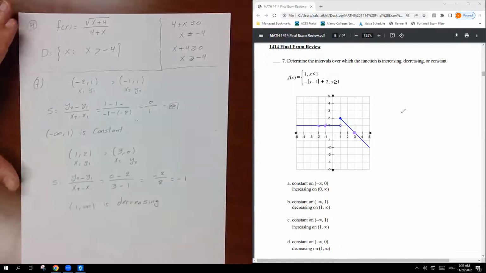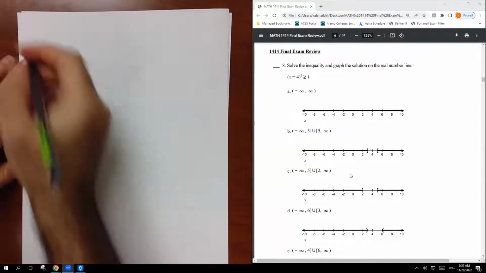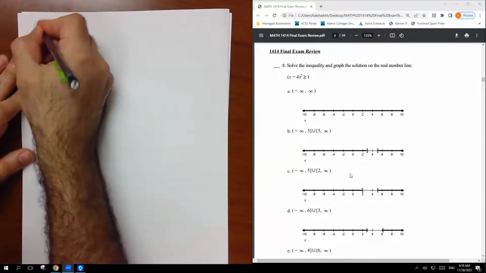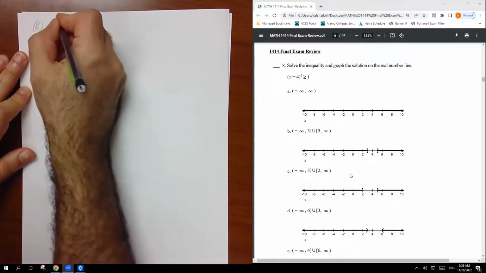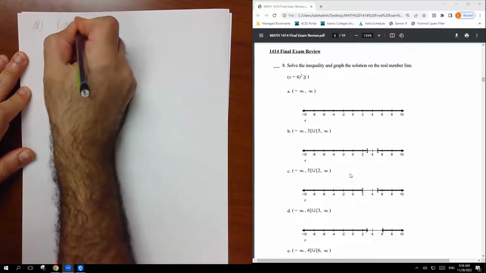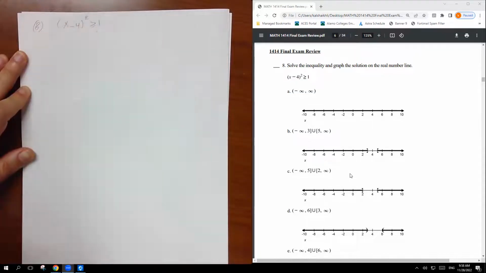That's it for this example. For example 8, we need to solve the inequality. The inequality is (x - 4)² ≥ 1.